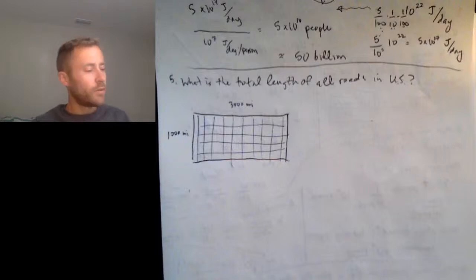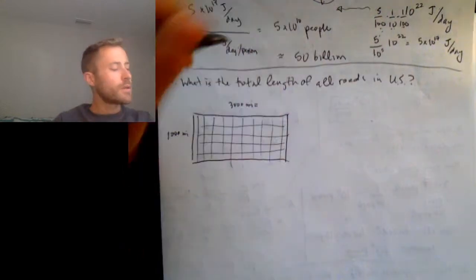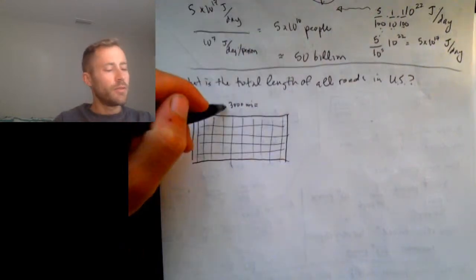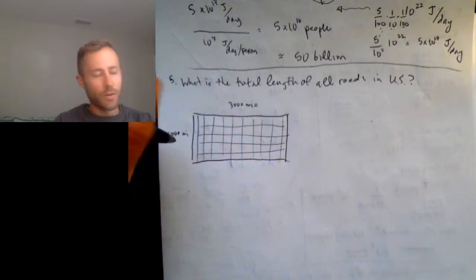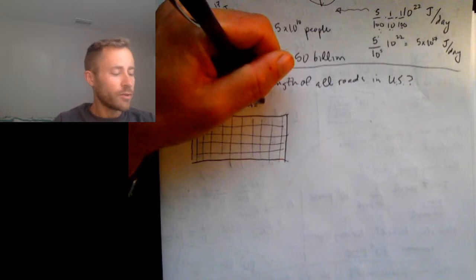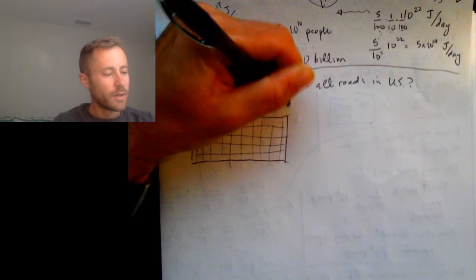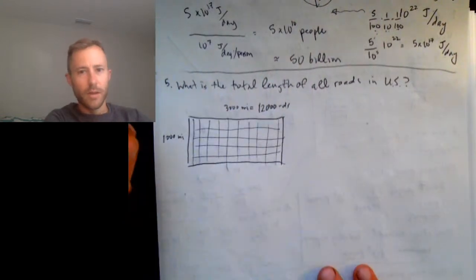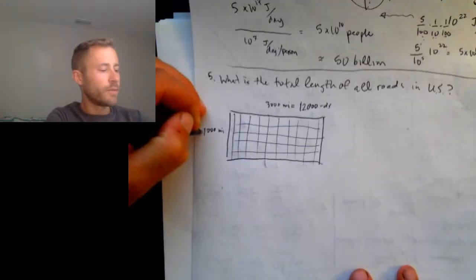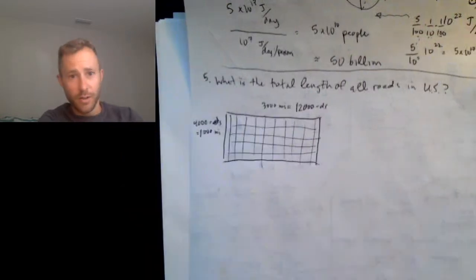Okay, so that would mean that over 3,000 miles, there are roughly 12,000 roads that are going vertically north-south. Okay, and that would mean that there are roughly 4,000 roads that are running across the United States.